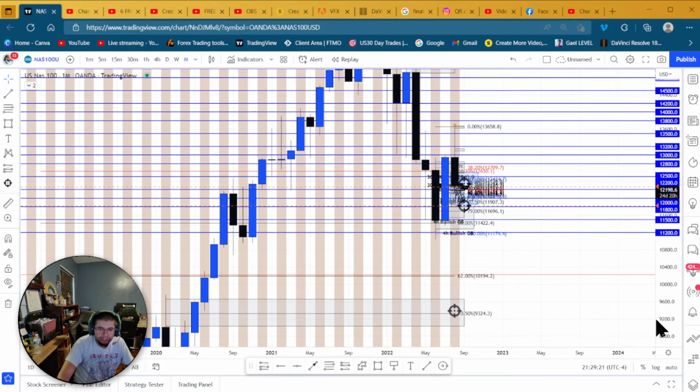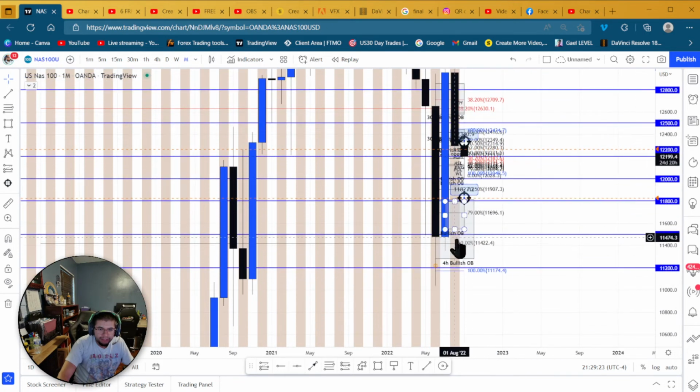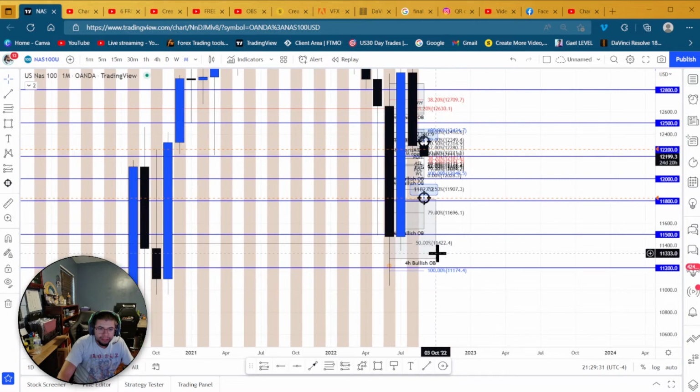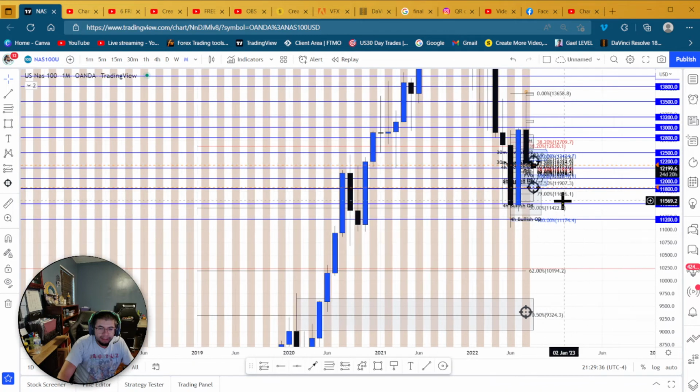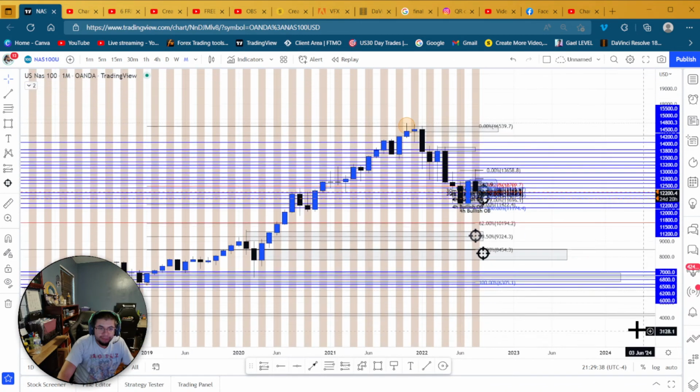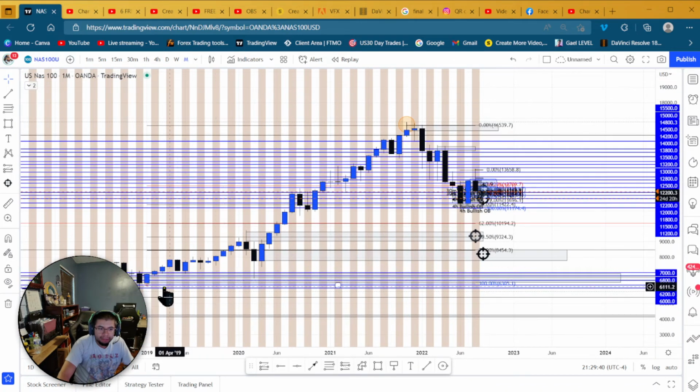62, it just rejected the 50% recently right here, 50% by a little bit a couple weeks ago, a couple months ago, and then it came, and it's rejecting off of the 50% right here, guys. So it already had its 50% discount from this whole expansion from this.